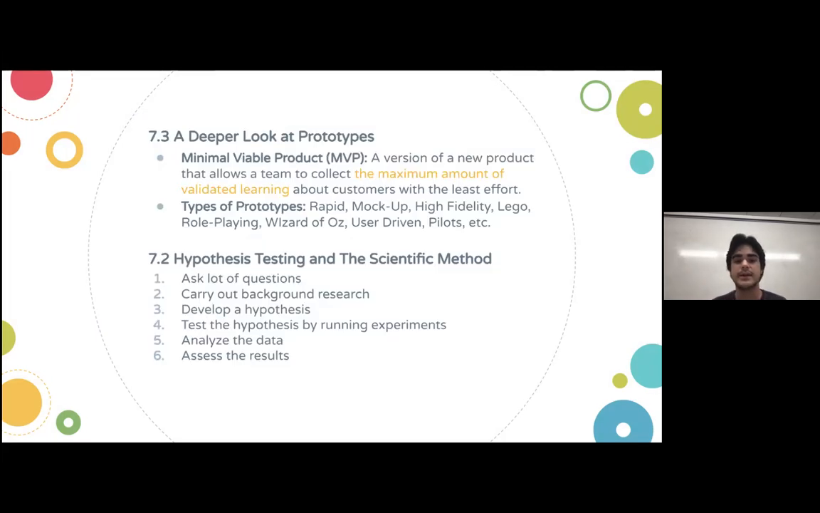So then we take a deeper look at the prototype. Businesses want to create an MVP, a minimum viable product, which is getting the maximum amount of validated learning with the least amount of effort. And some types of prototypes are listed here. Again, I recommend checking out the book because they provide really great descriptions. And this entire process we were talking about, hypothesis, experimentation, and customers, these are all the key steps in developing your own hypothesis. On to the next slide, please.